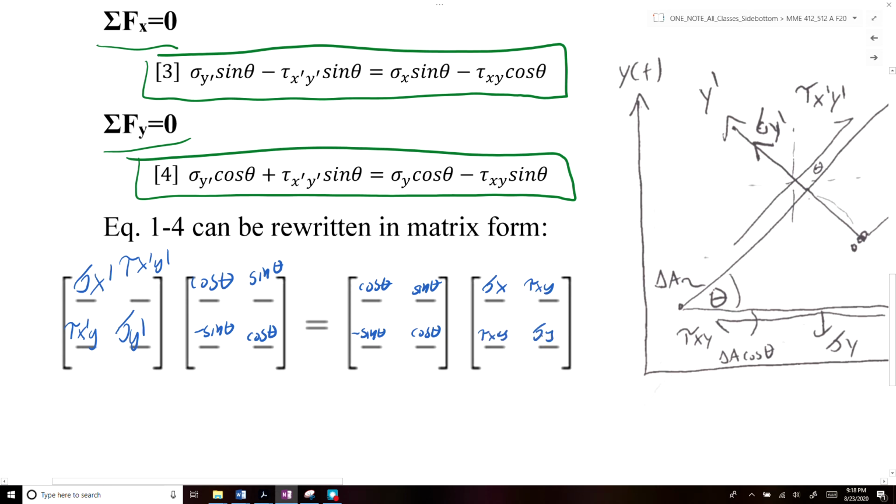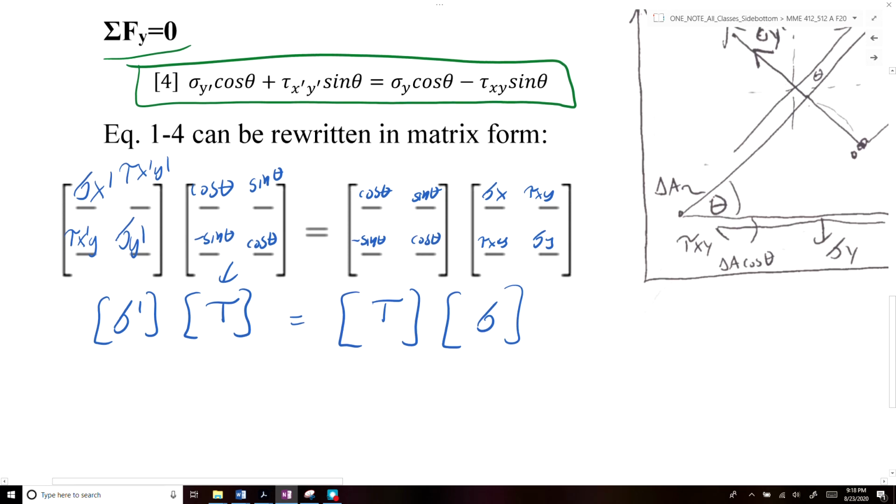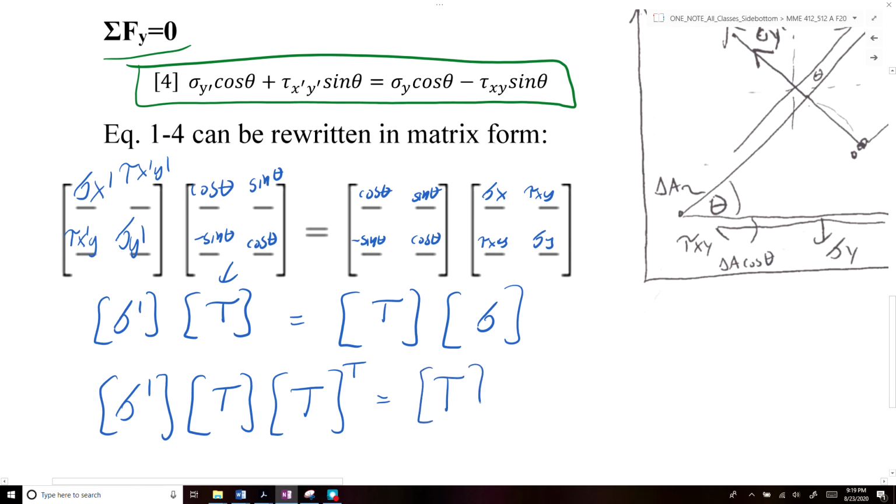All right, so we can write this in shorthand form as sigma prime matrix, which is going to be equal to the transformation matrix, this matrix full of sines and cosines, times our original state of stress, sigma. We can multiply both sides of this equation by the transpose of T. All right, so if we do that, this is what our equation will now look like.